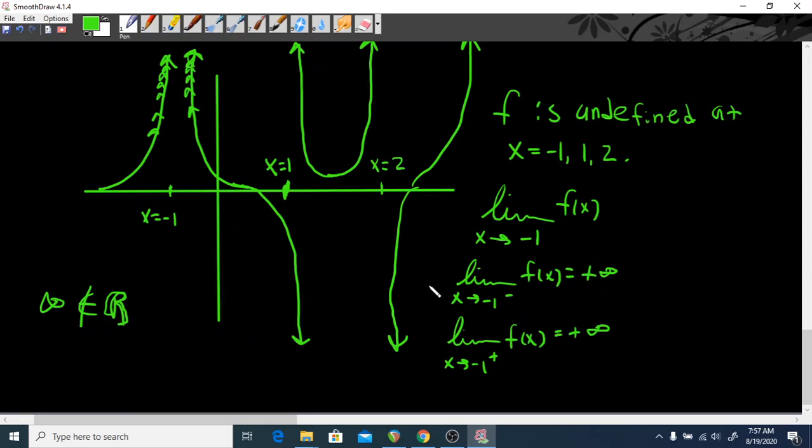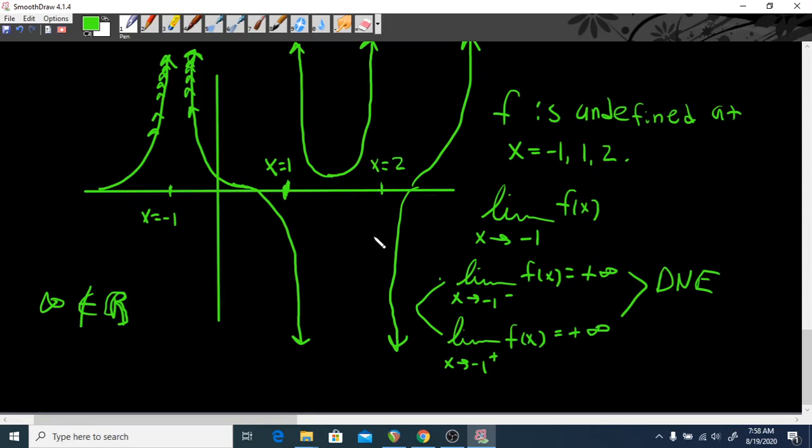So these limits tell us something about f. It tells us that f is going to infinity, to the left and to the right of x equal -1. But since infinity is not a real number, we cannot point to exactly where this thing is going. This is going to keep going up and up forever. And so we still say that this limit does not exist. Again, because infinity is not real.